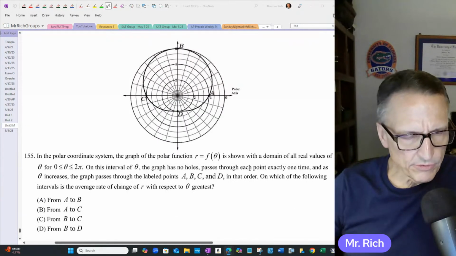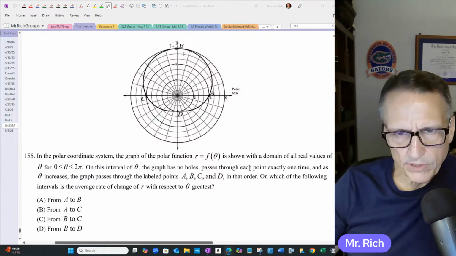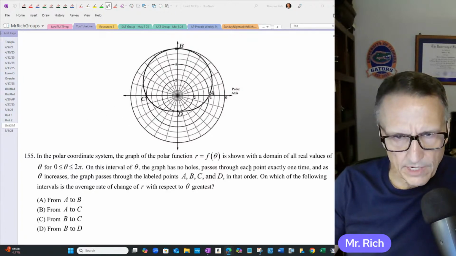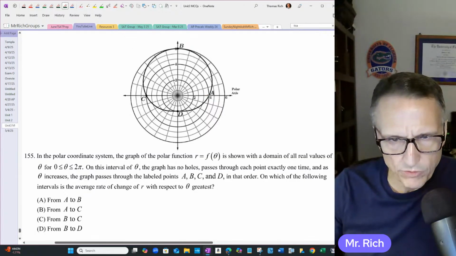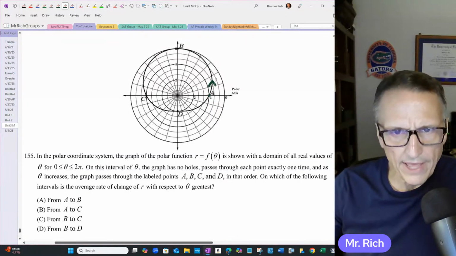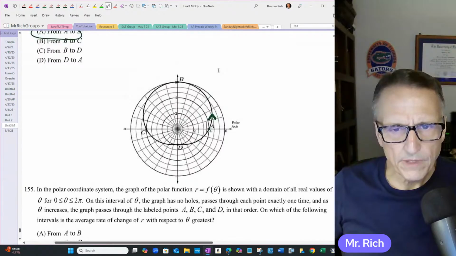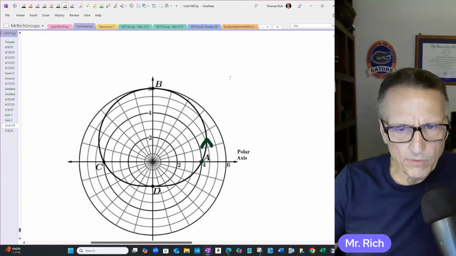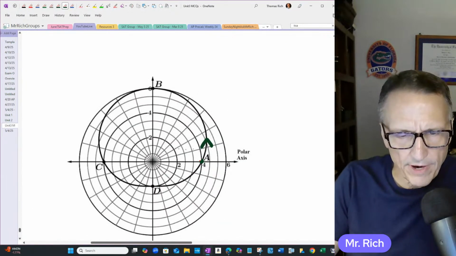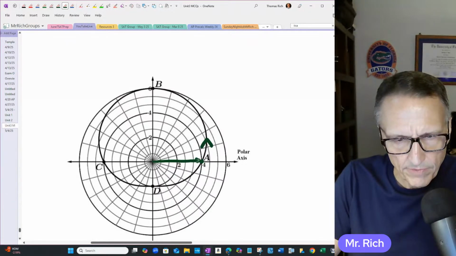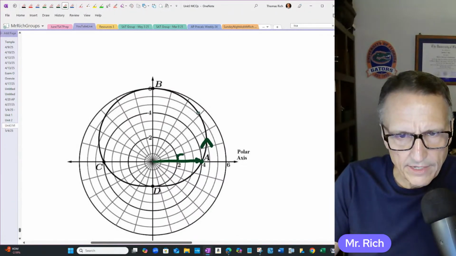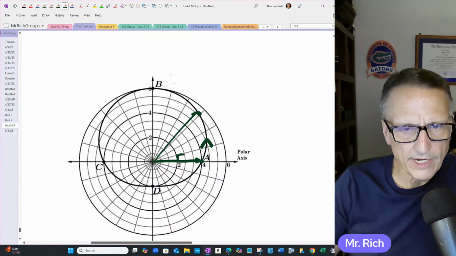Well, let's go through the answer choices here, and let's try to make sense of what they're asking us. As theta is increasing, what they're saying is that we are traveling along the path of this function in the order from A to B. So as we travel from A to B, it is clear to see that the distance, which is r, is increasing. You can see it growing as you are moving from A to B.